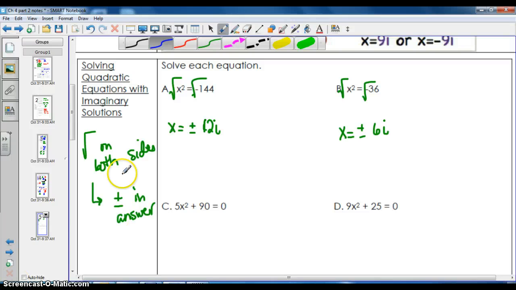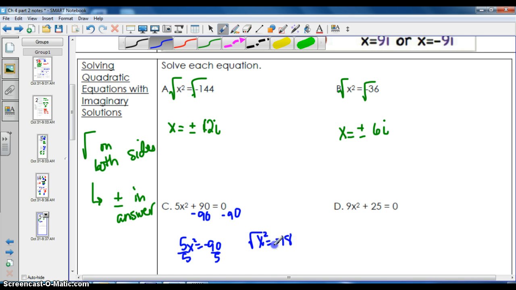All right, so in order to solve for C and D, we're going to get the x squared by itself first, so subtract 90. So 5x squared equals negative 90. Then divide by 5. So now that the x squared is alone and equals negative 18, we can solve like we did on A and B.